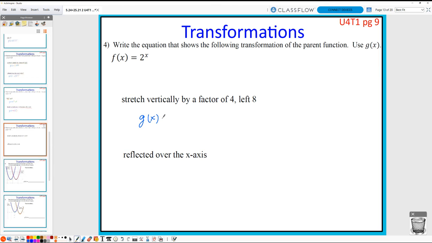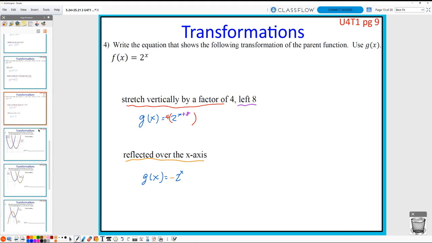G of x is equal to 2 to the x. All right, once again, stretch vertically by a factor of 4. That means I'm multiplying by 4. Maybe I can put this in parentheses. Actually, if I did that, I would need to give myself just a tiny bit more space because I need to go left 8. Again, that means I'm doing it to the x directly, so it's part of the exponent. Reflection over the x-axis, that one's easy, just a negative in front.